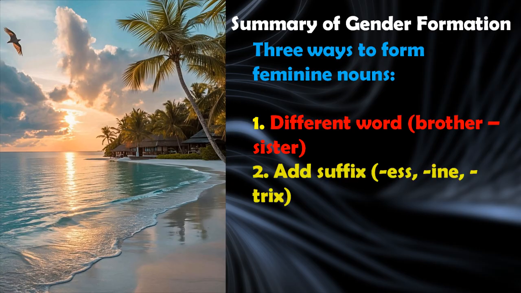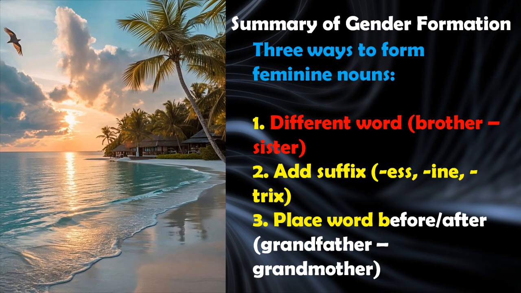The main suffix is ess, as in author and authoress. We also saw other suffixes like ine, hero and heroine, and trix, like testator and testatrix. Third, change a part of the compound word. For nouns made of two words, we replace the gender-specific part. For instance, grandfather becomes grandmother by changing father to mother.